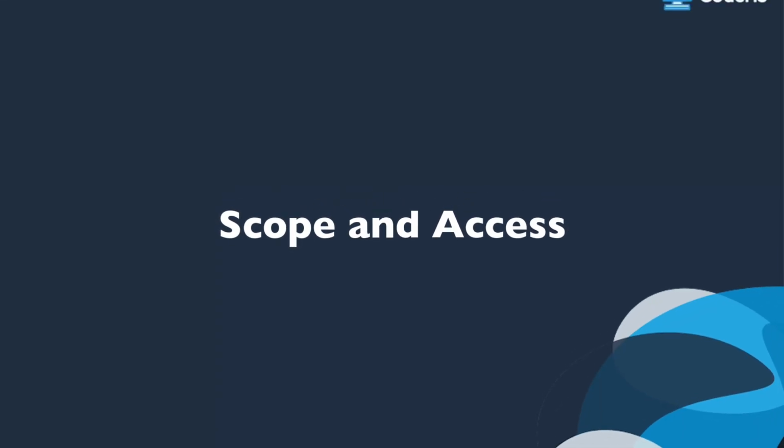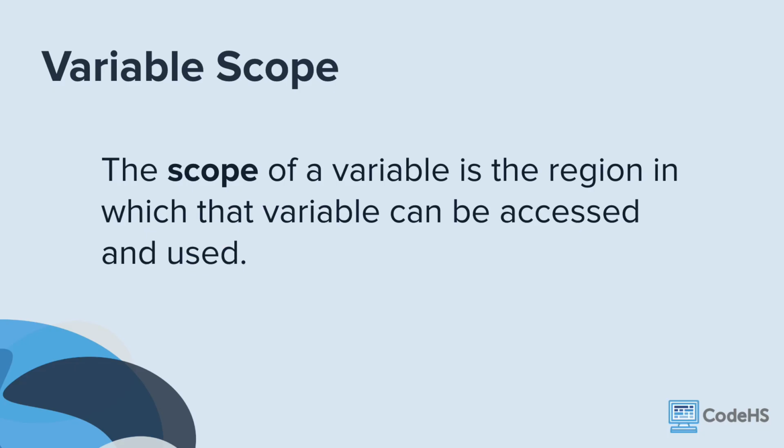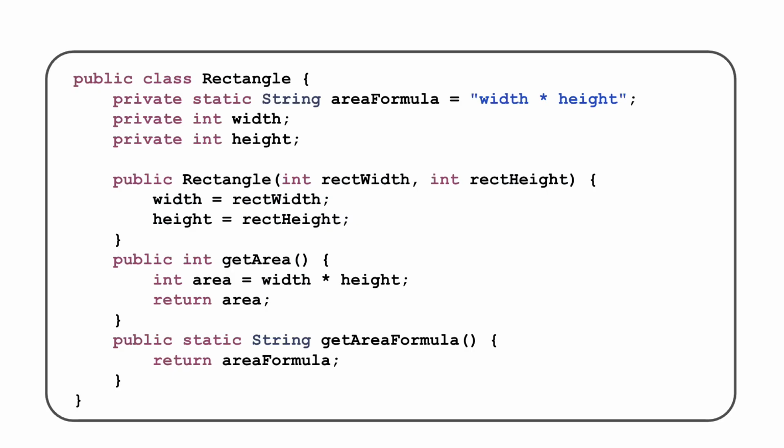Hi, in this lesson you'll learn about variable scope and access. The scope of a variable is the region in which that variable can be accessed. Let's take a look at the rectangle class.